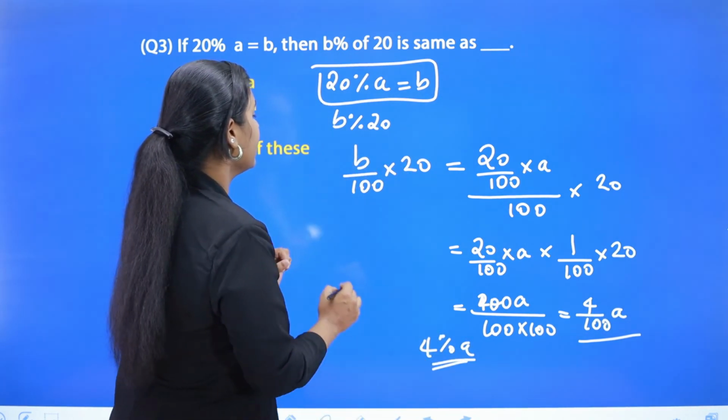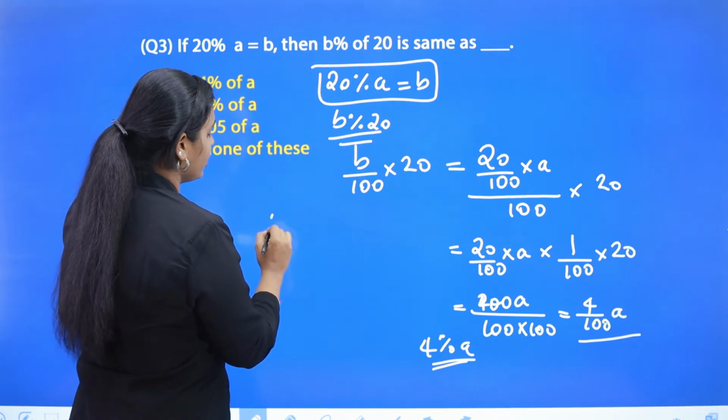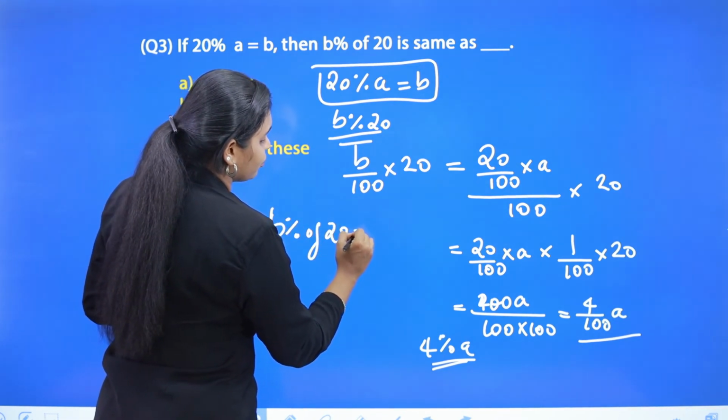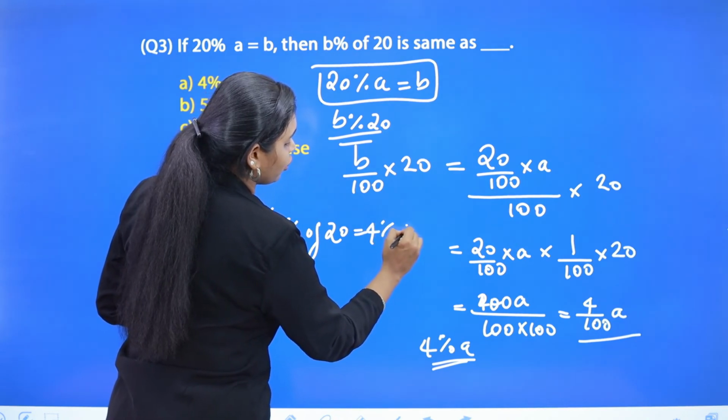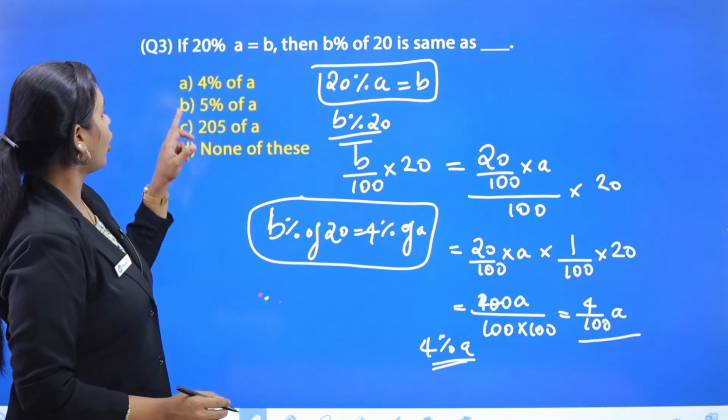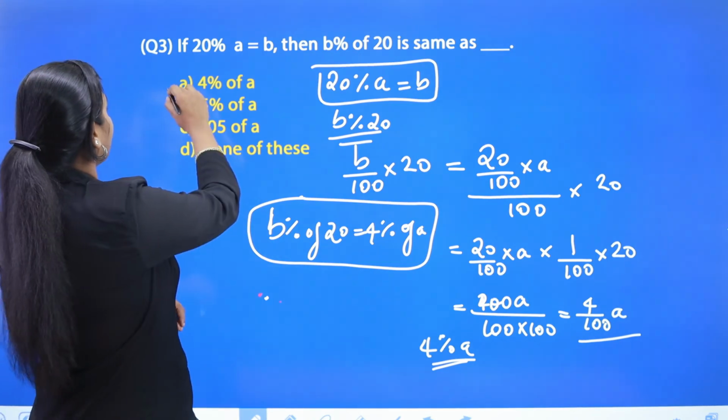So that means B% of 20 is equal to 4% of A. So that is the answer. So option A is the right answer here.